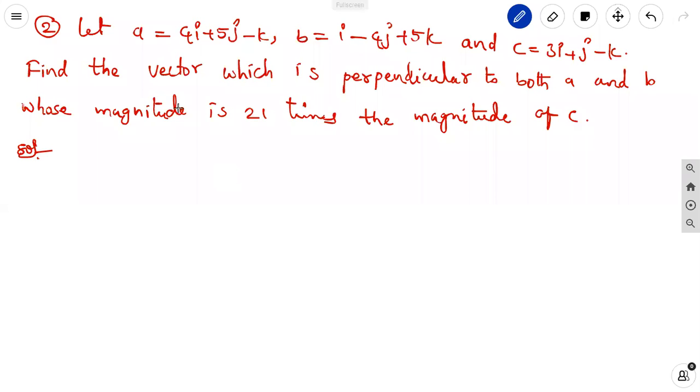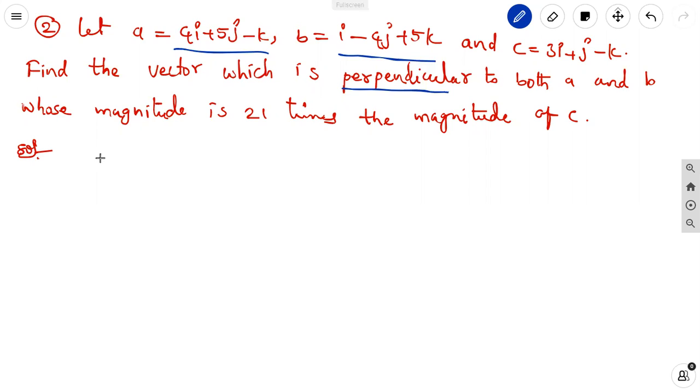The second question: let vector A equal 4i plus 5j minus k, vector B equal i minus 4j plus 5k, and C equal 3i plus j minus k. Find the vector which is perpendicular to both A and B and whose magnitude is 21 times the magnitude of C. First, we can find the vector which is perpendicular to both A and B.